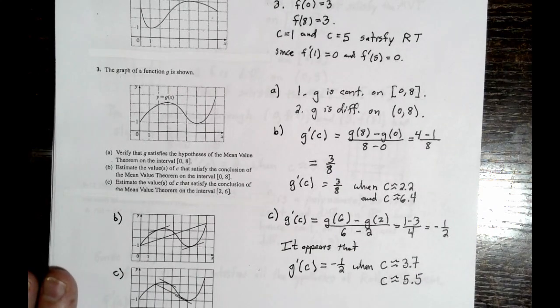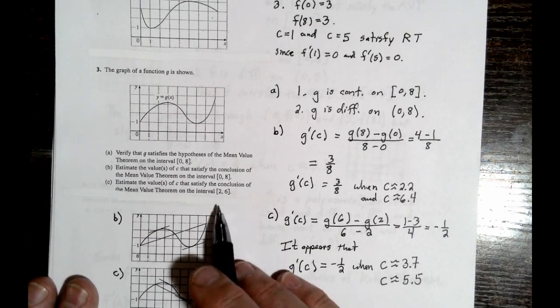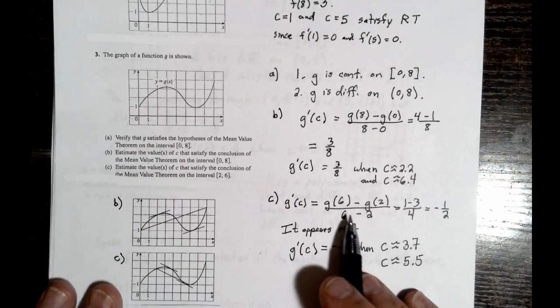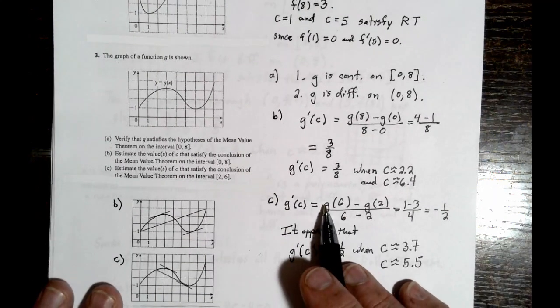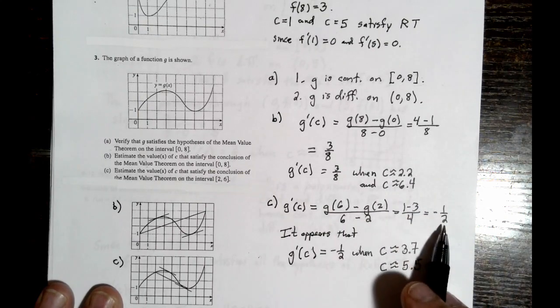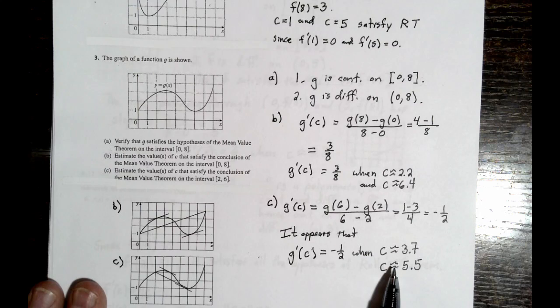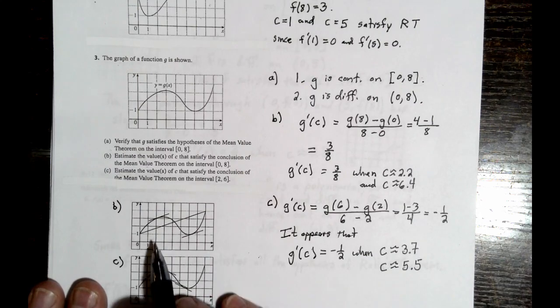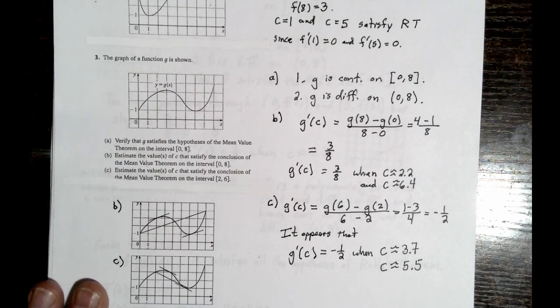Then they say, what about in the interval between 2 and 6? Well, that changes your slope here, because now you're taking g of 6 minus g of 2 instead of g of 8 minus g of 0. But you get a slope of minus 1/2, and the estimate is that your answer's slopes are at 3.7 and at 5.5, roughly. Those give you a slope of negative 1/2.